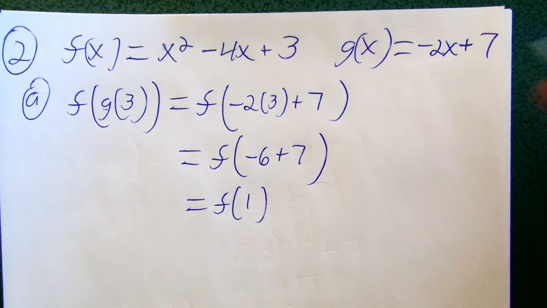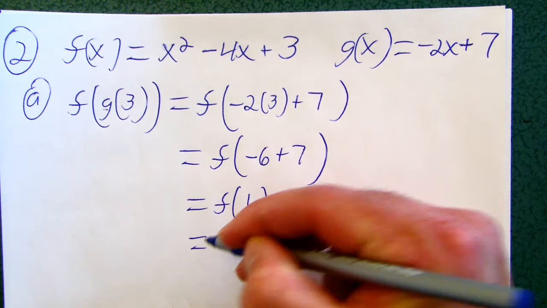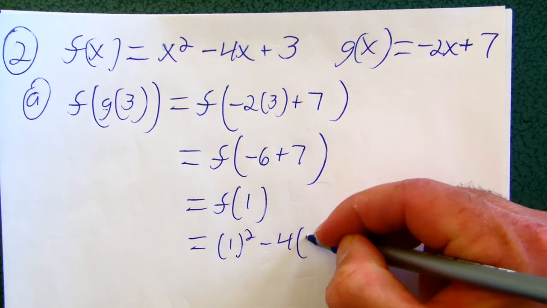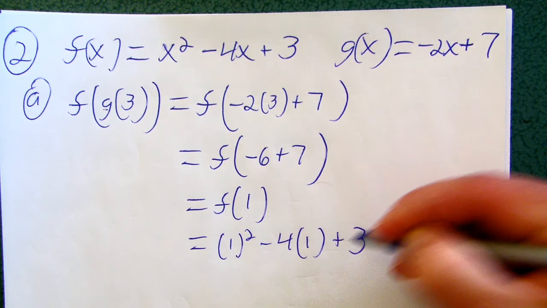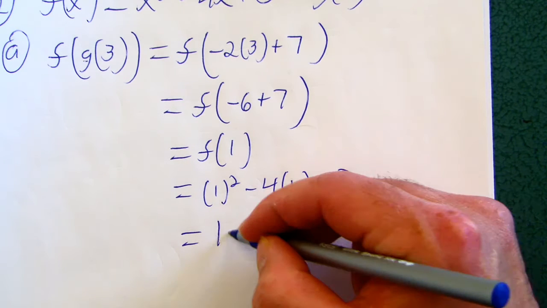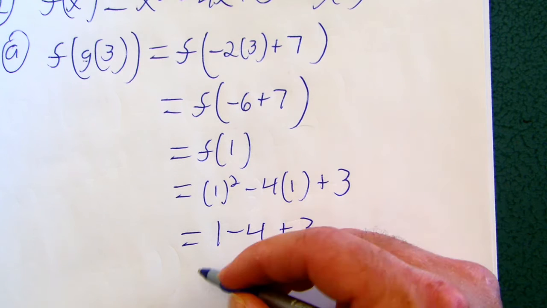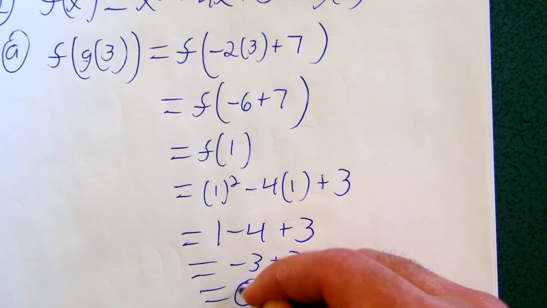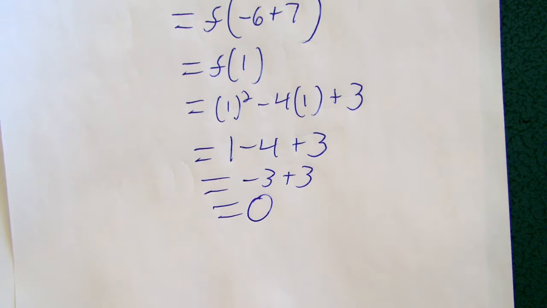So now I'm right back to the start. I've got to figure out f of 1. So that's going to be 1 squared minus 4 times 1 plus 3. So that's going to be 1 minus 4 plus 3. So that's going to be negative 3 plus 3 is 0 for a final answer.